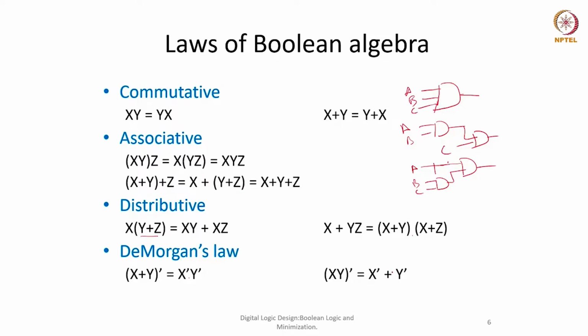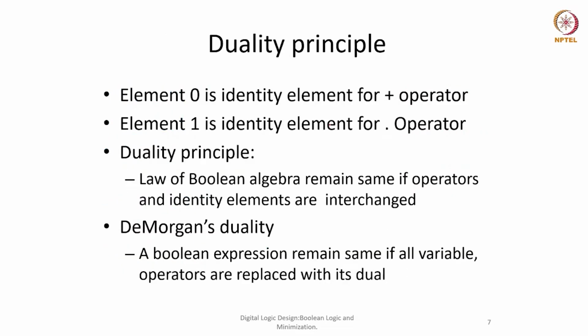So you can ask one question here: why are we representing all of these in two different tables? You see a good similarity here. Whatever we are writing here is also written in a very similar way in the operation with OR. So why is it happening? Because in Boolean algebra there is an interesting principle which is called the duality principle.